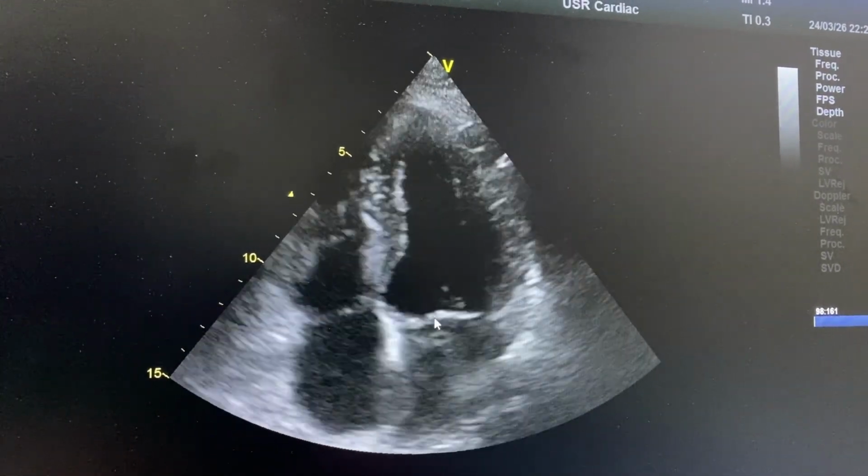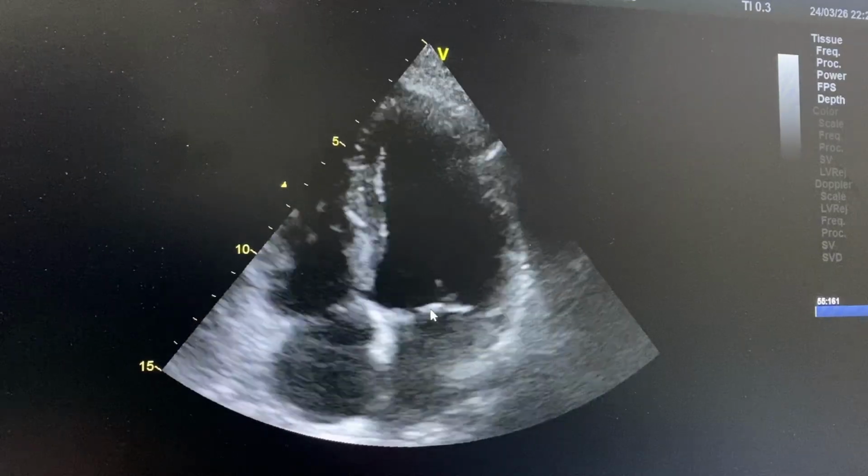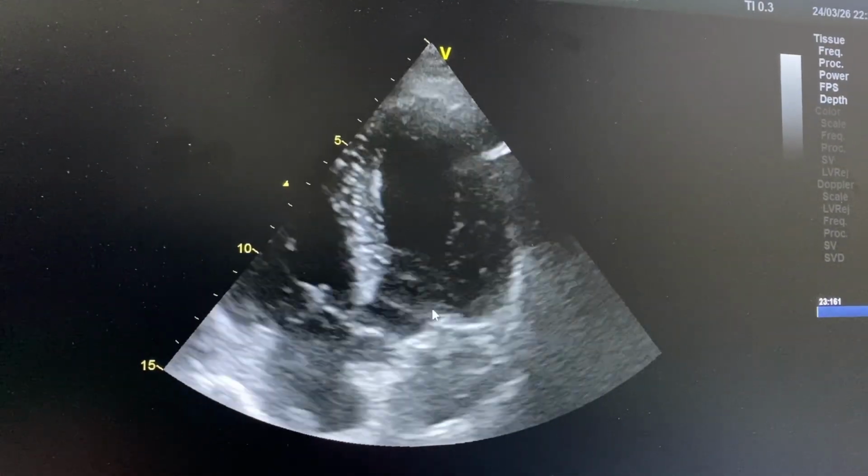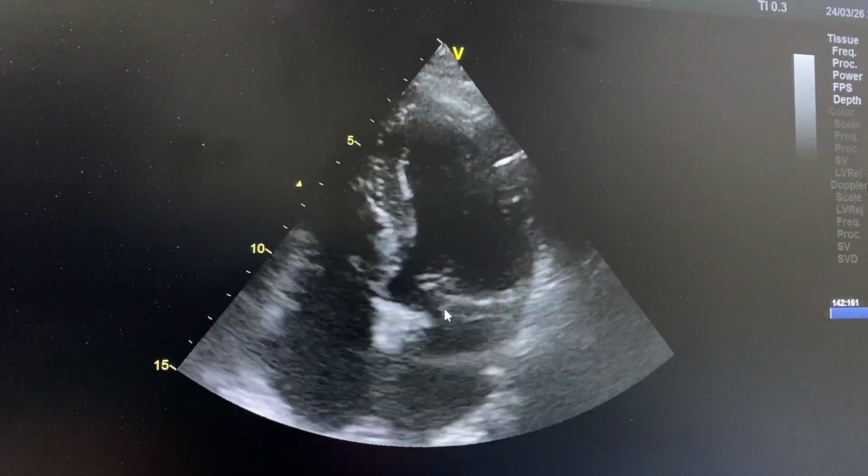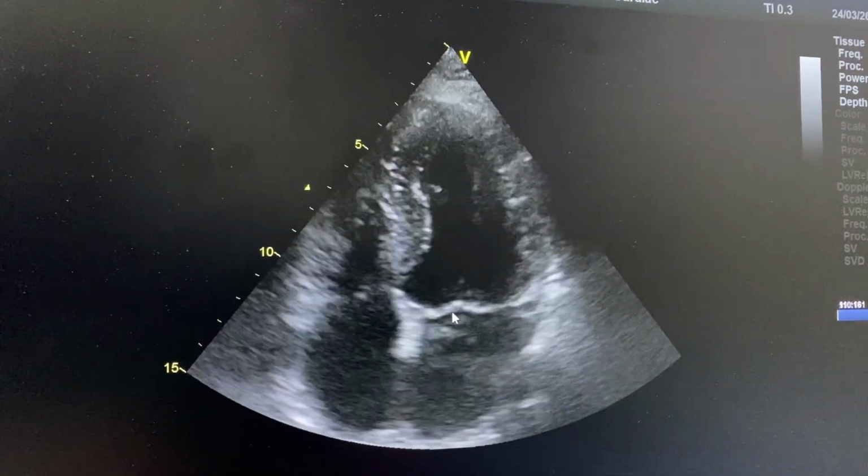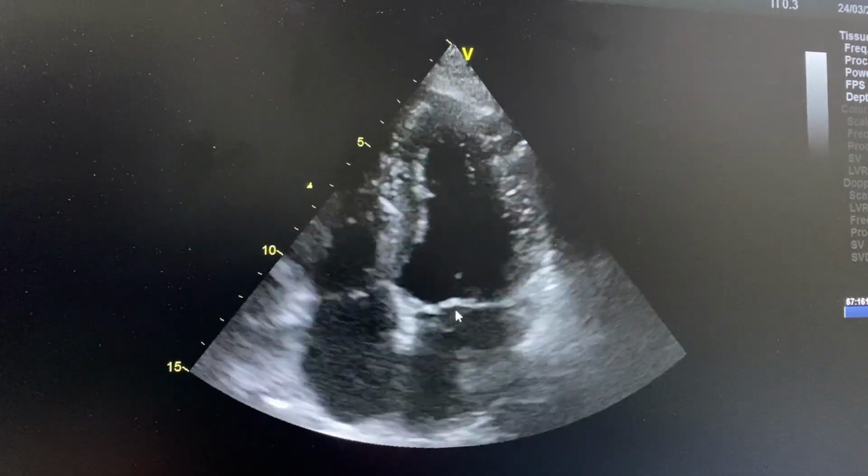So next, what shall we cover? Wall motion abnormality, grading or classification. That's what we shall cover in our next class.